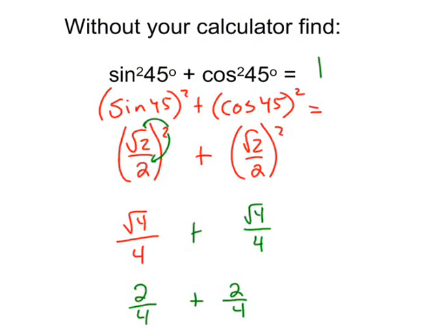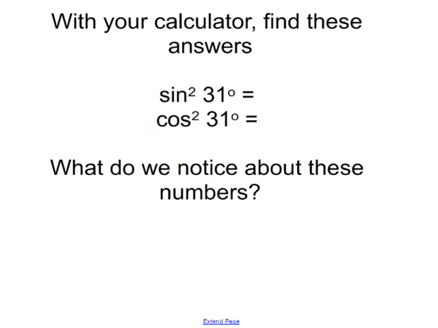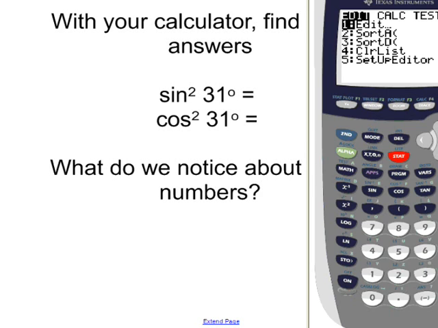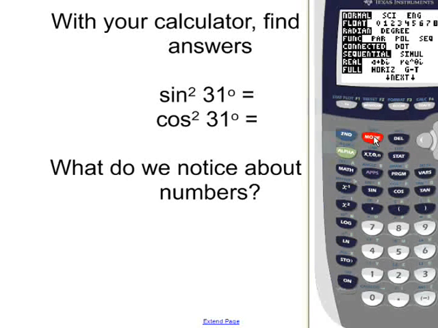All right, well maybe this only works for exact values. So let's try some out with our calculator. Let's go figure out what sine squared of 31 is. All right, so if I do sine of 31 in my calculator, let's make sure my calculator's in degree mode here.